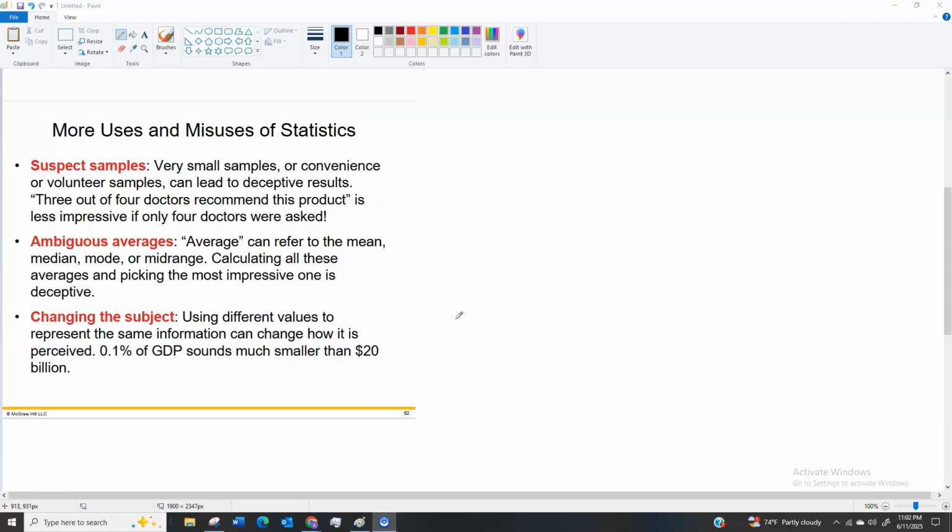And then some other things that can be misuses of statistics: suspect samples. This is when your sample may not be very random. For instance, when there's a very small sample or a volunteer sample, 3 out of 4 doctors recommend this product. Well, that's not very impressive if they only asked 4 doctors, or if they asked 4 doctors that already use the product. Another one is if, let's say, you talk to people as they're walking out of a science fiction movie, like a Star Wars movie, if they like science fiction.